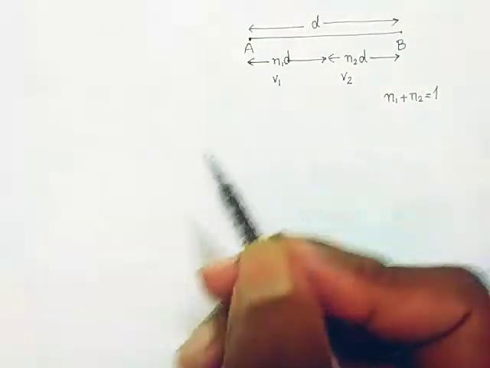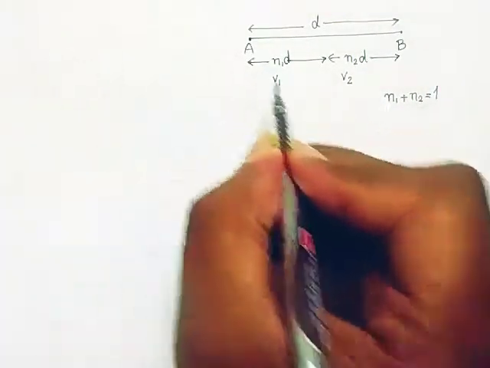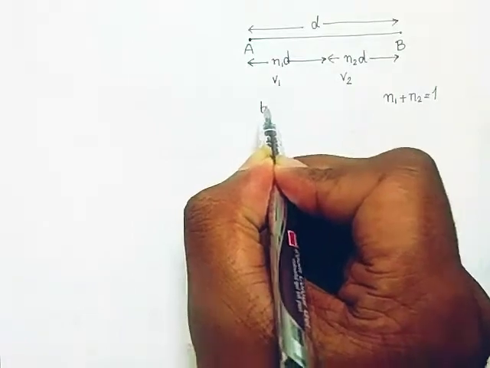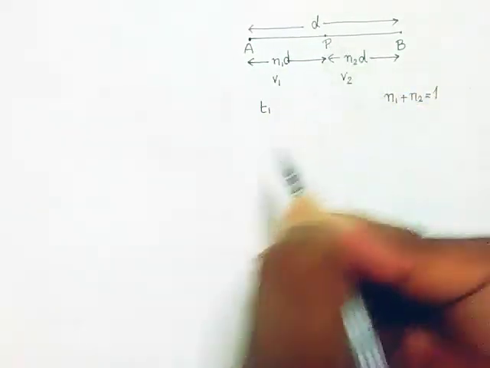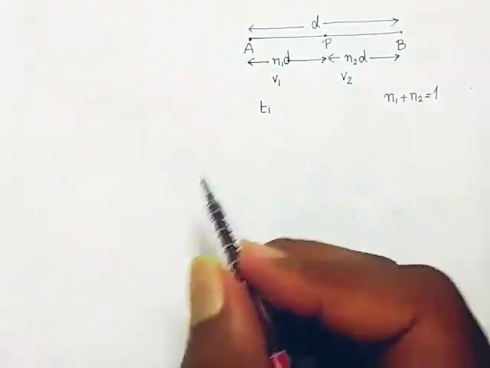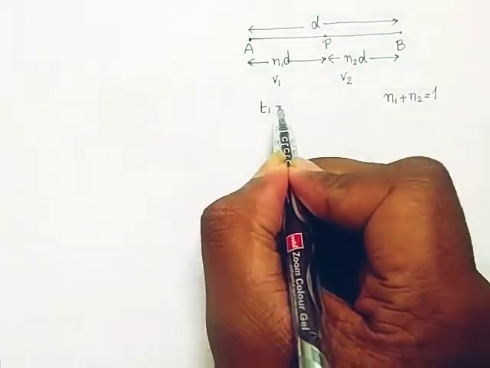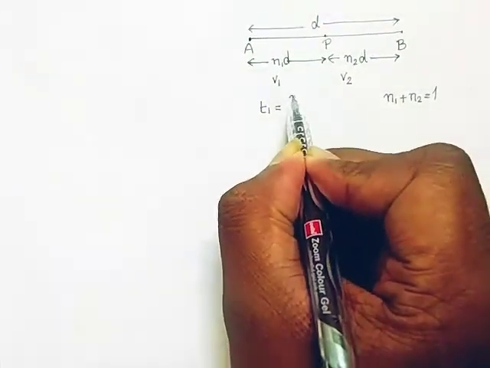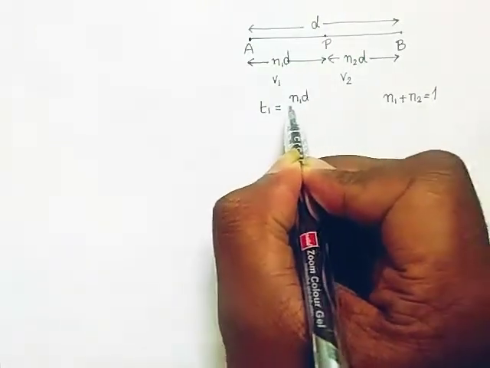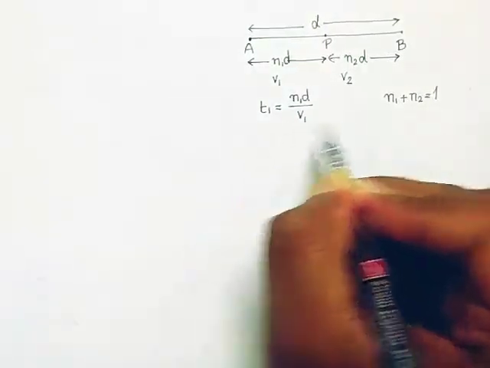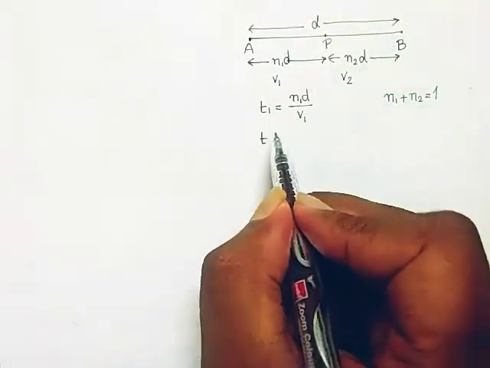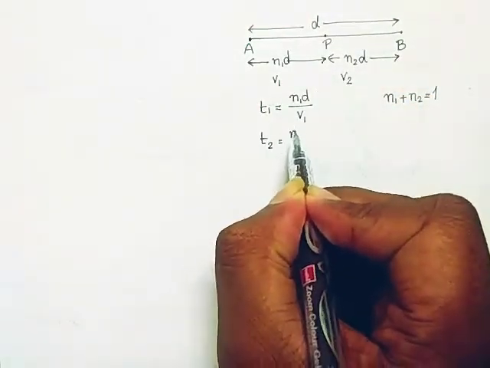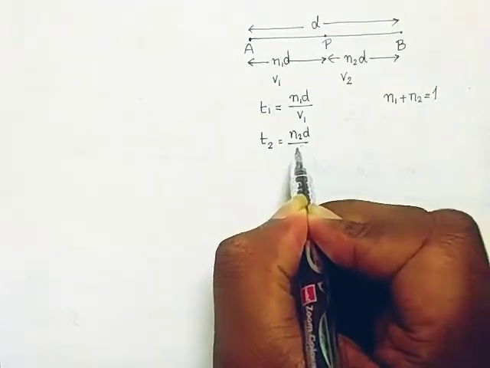Now what is the time taken by the train in reaching from this point to this point? If I take this point as P, then in going from A to P the train takes time t1, where the distance is n1d and the velocity is v1. Similarly, in going from P to B, the train takes t2, which is n2d divided by v2.